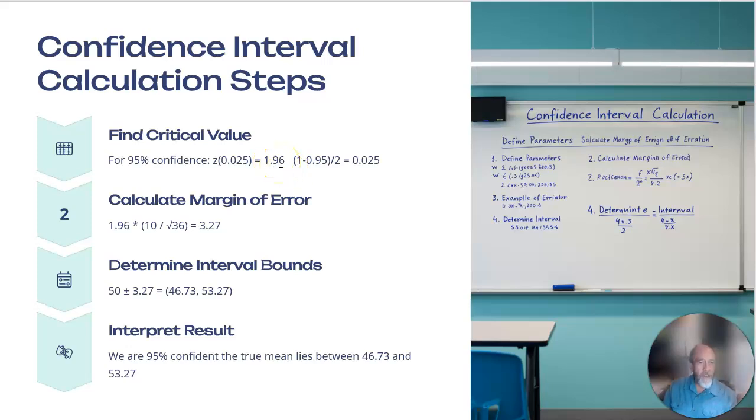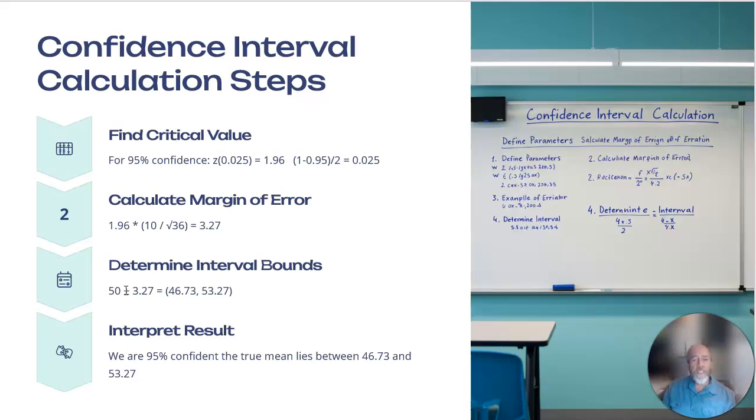We actually use that enough times that you are going to get familiar with the 1.96 because 95% is used so often. We calculate the margin of error, 1.96 times the 10. Now remember, that was the population standard deviation, divided by the square root of 36. That was the sample size. It's 3.27. And 50 plus or minus 3.27, or 46.73 to 53.27. That interval, 95% confidence there.